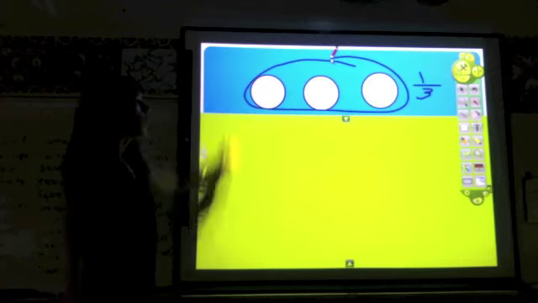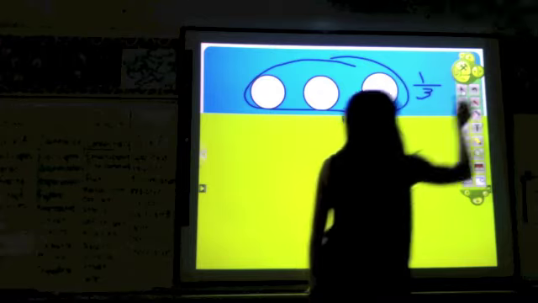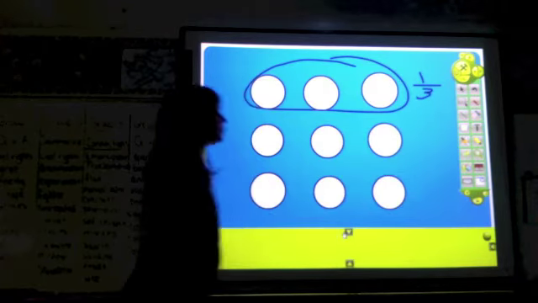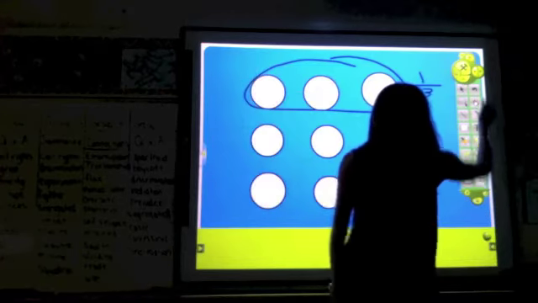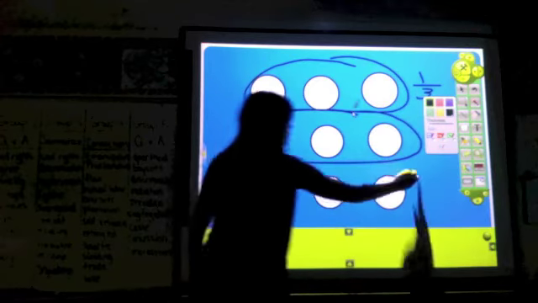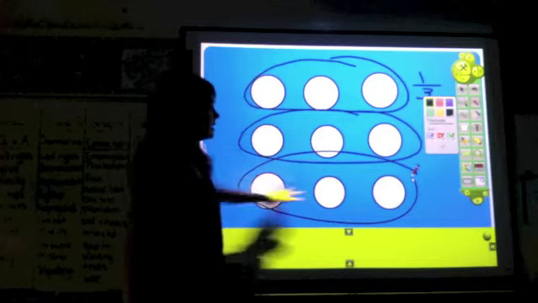So what would the whole be in this case? The whole would be 9 counters. If 3 represents 1/3, then that's 1 out of 3 groups. Here are my 3 groups, and my whole is 9 counters.